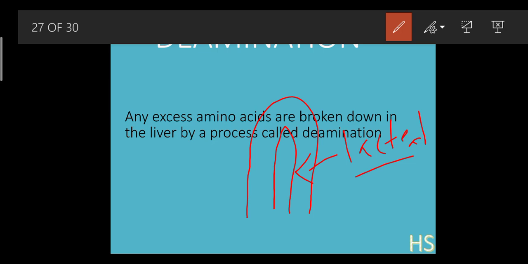And what is the function of this lacteal? The function of this lacteal is to absorb the fatty acids and the glycerol. Fatty acids and the glycerol. So what is the function of this lacteal? To absorb the fatty acids and the glycerol.